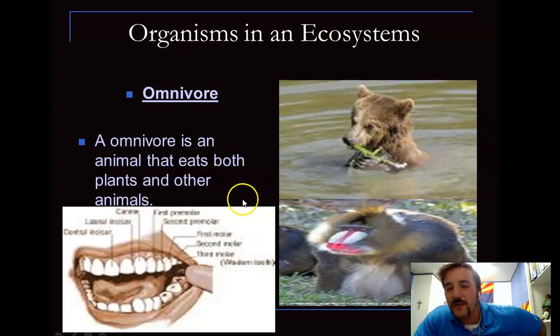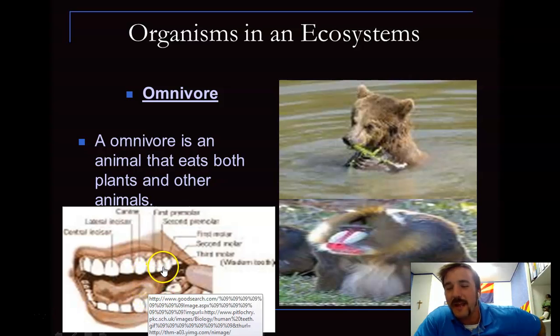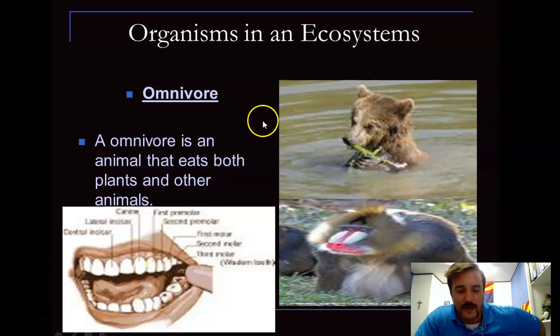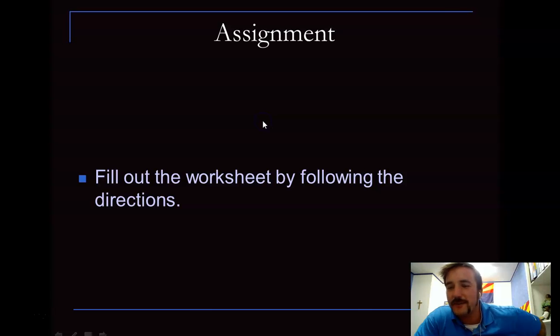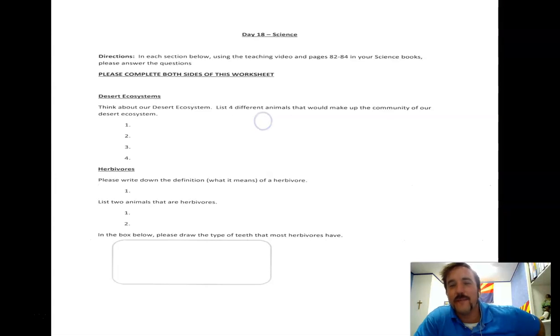So make sure when you draw your teeth, you have both the sharp teeth and the flat teeth for an omnivore. Or just look in the mirror and draw your own teeth. Anyways, that is your worksheet. Both sides. Please make sure you do both sides there.